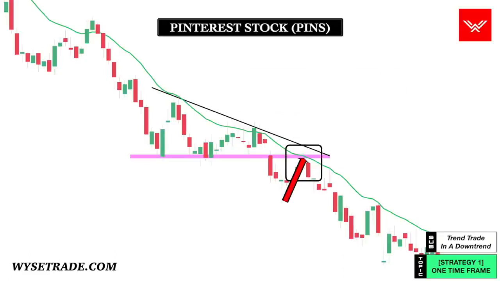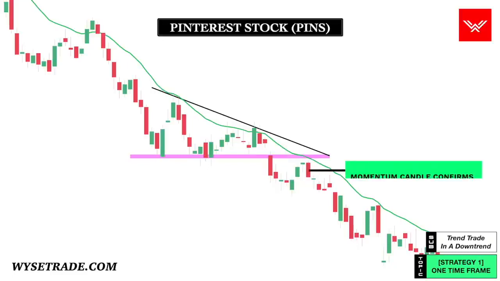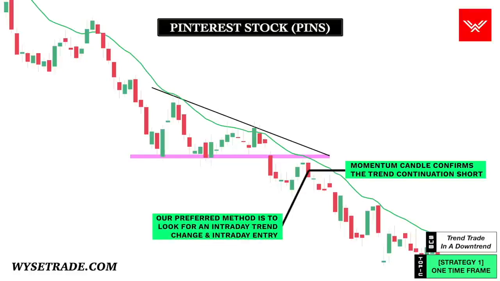As price pulled back up to this area of confluence, you had your long wick candle form, which shows a reaction to the area. Again, you either take a short trade after the bearish momentum candle, or the preferred method would be to look for an intraday trend change, an intraday entry short, using our entry strategy and tool.